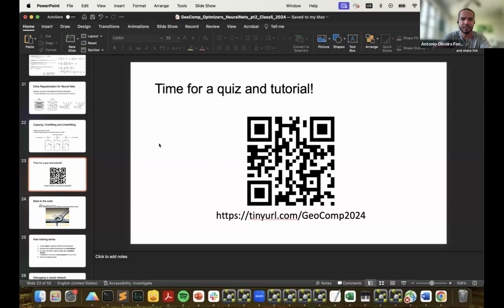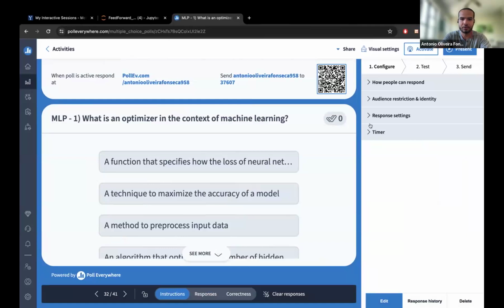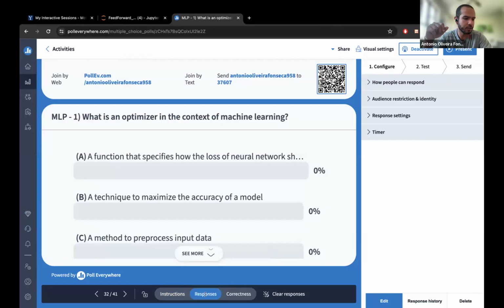Okay, I shared here in the chat the link to the poll, not the poll, sorry, the questionnaire. So I want to go over 4 questions which I think are important. Let me activate this. We discuss these questions and then we go to the tutorial. You should be able to see the poll active now. You can use the QR code here in the corner, or the link I shared in the chat.